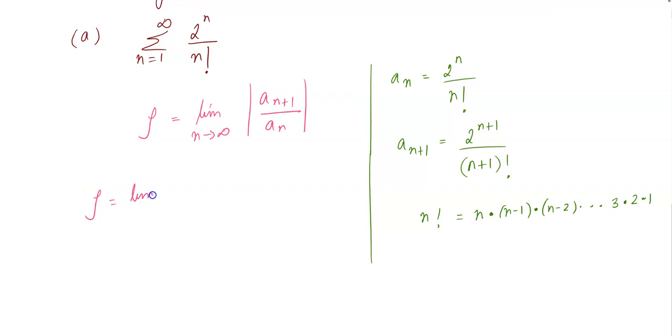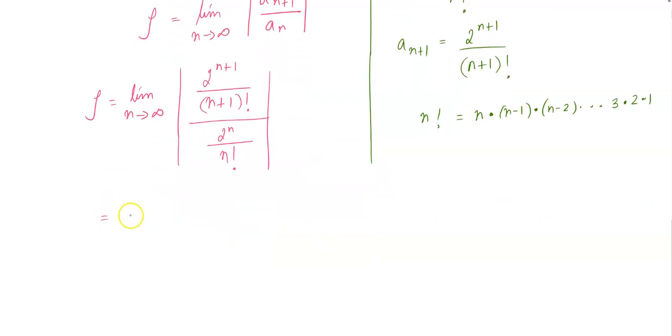So your rho now is the limit as n approaches infinity of the absolute value of 2^(n+1) over (n+1) factorial, that's your a_(n+1), over 2^n over n factorial, which is your a_n. So a_(n+1) over a_n. Now we have to use algebraic techniques to break this down and simplify it. First of all, let's take care of the complex fraction. Multiply by the reciprocal of the denominator.